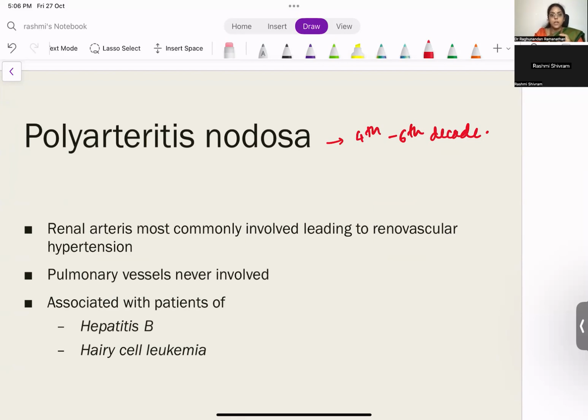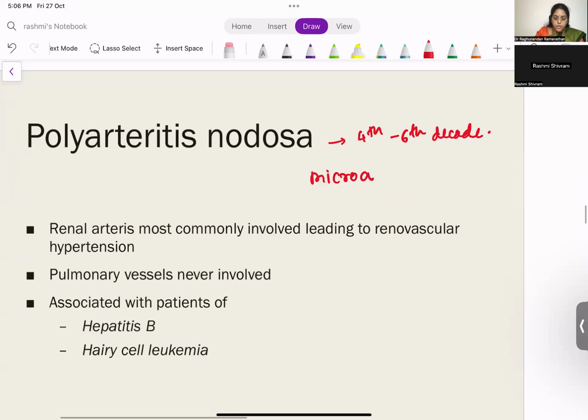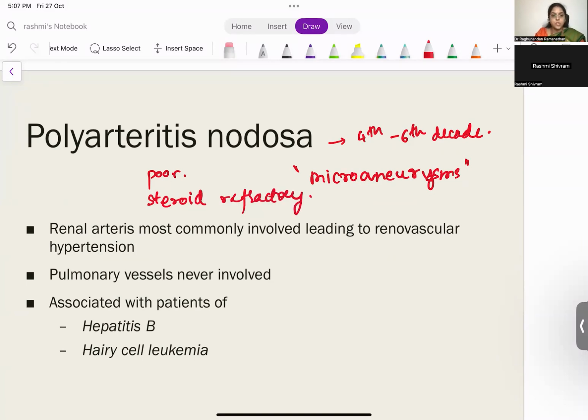One word you must remember about polyarteritis nodosa is the development of microaneurysms. This is a key word that you must remember about polyarteritis nodosa. These patients usually have a very poor prognosis, because they are steroid refractory. They do not respond to steroids. So the prognosis is very, very poor.